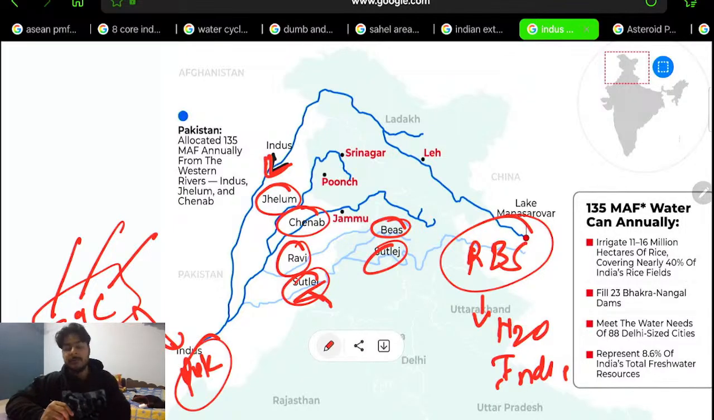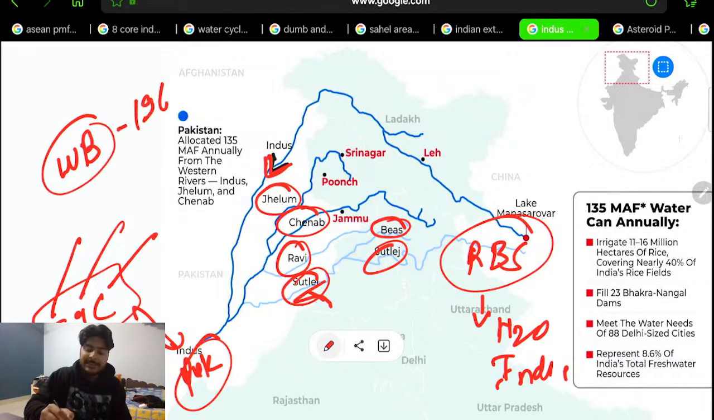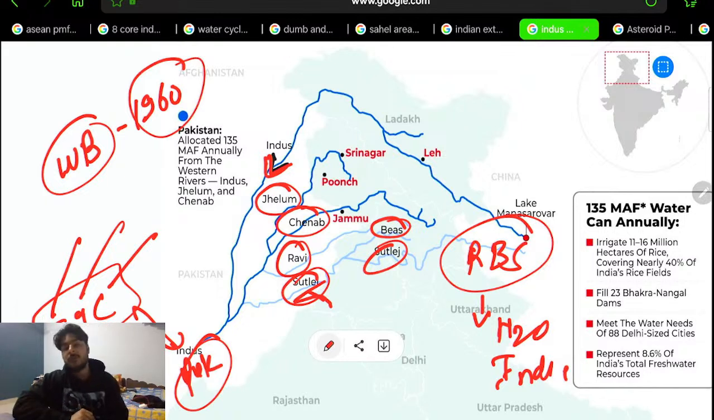This is taken under the agreement. Clear? This agreement was concurred by the World Bank in 1960. So the World Bank was the supervisor while this agreement was conducted. Clear?